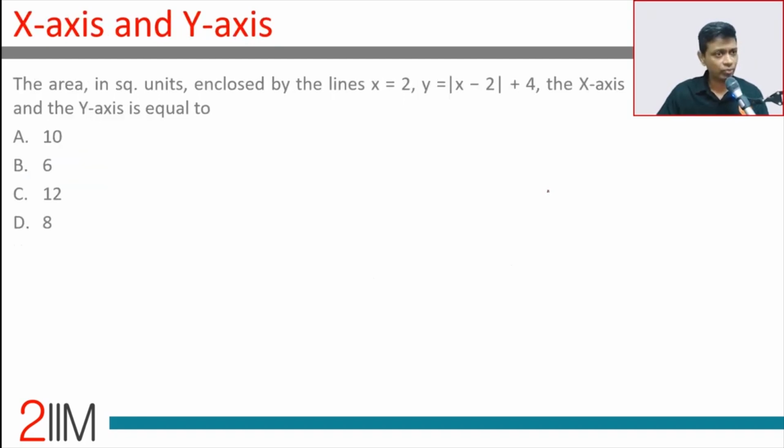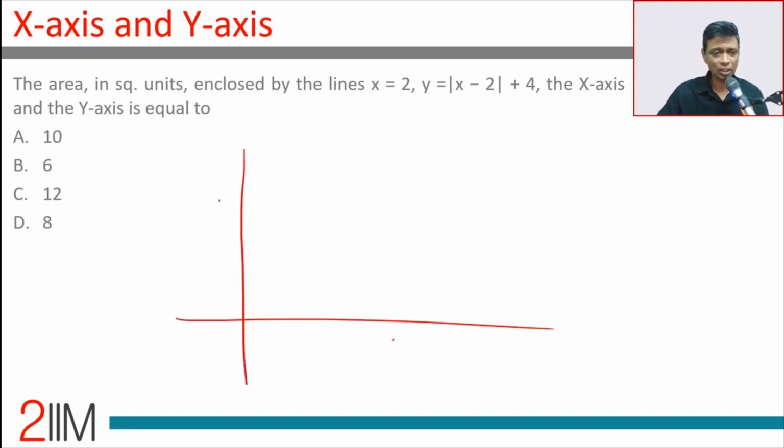I really like this question. The area in square units enclosed by the lines x equal to 2, y equal to modulus of x minus 2 plus 4, and the x-axis and y-axis is equal to. Wonderful. X-axis is this, y-axis is this. X equal to 2 is a line parallel to the y-axis. So we've got this. These three we have in the back. 0, 0, x-axis, y-axis.